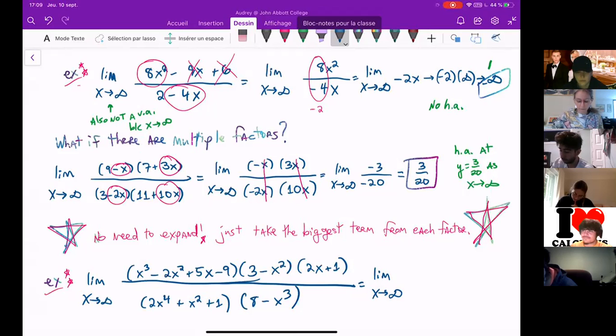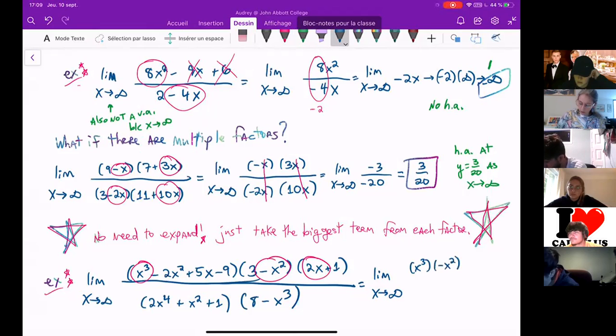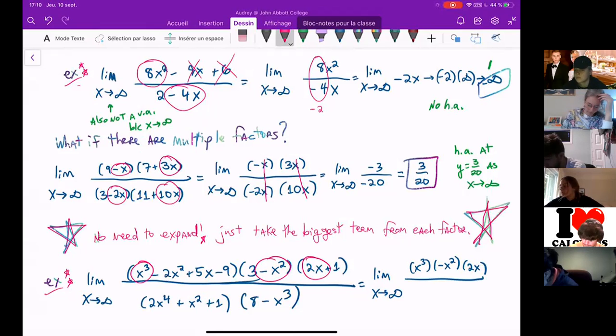What's the big stuff from my first factor? X cubed. You got it. I'm just taking the x cubed. From the second, minus x squared, take the minus x squared. From the third, 2x. Good. So then in my numerator, I have x cubed times minus x squared times 2x. And what about for my denominator? How many factors do I have in my denominator? 2x to the power 4 and minus x to the power, minus x cubed. You got it.